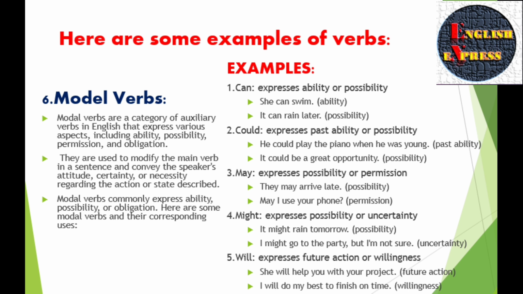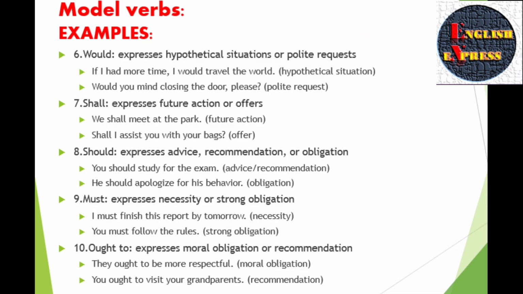Here the example words are can, could, may, might, will. They express ability or possibility. She can swim, which is ability. It can rain later, which is possibility. So you can understand how the modal verbs are used here. So here I have given 10 examples for modal verbs and you can practice well.